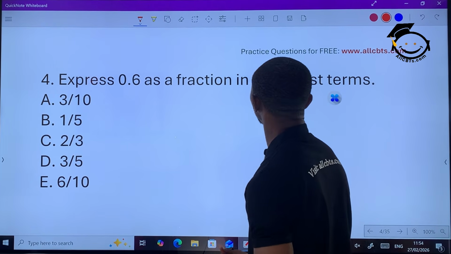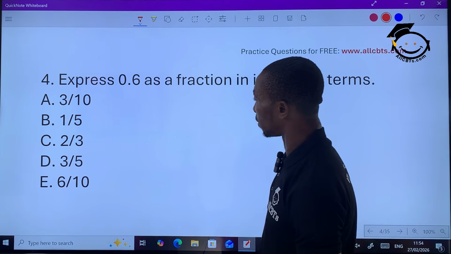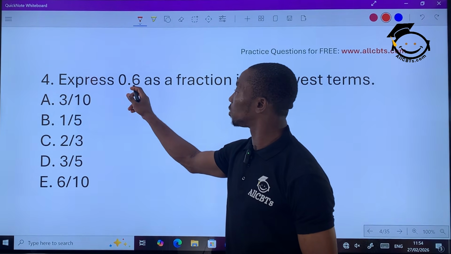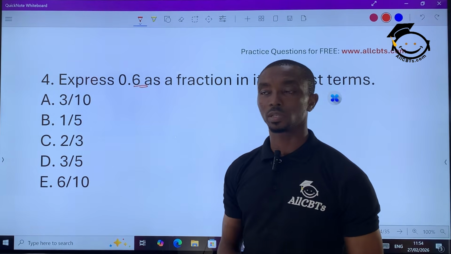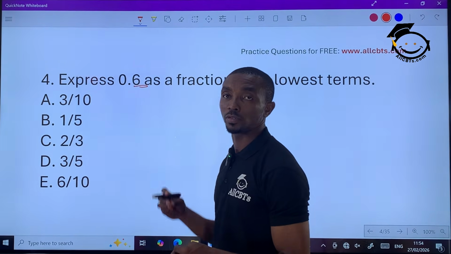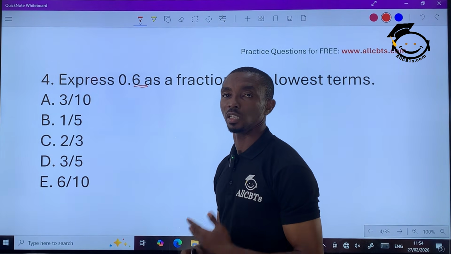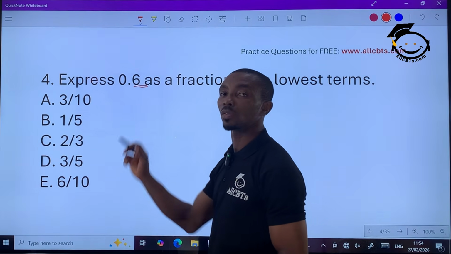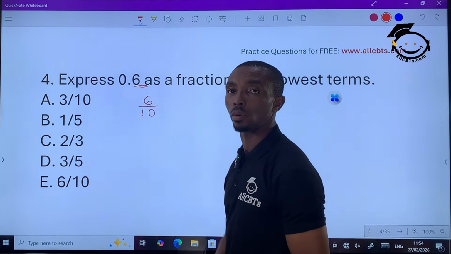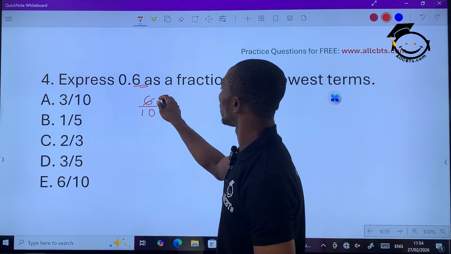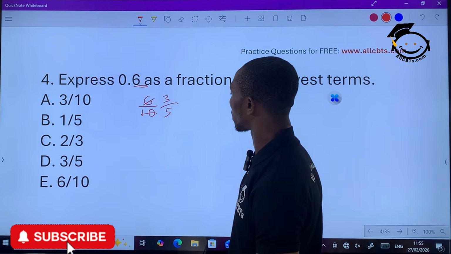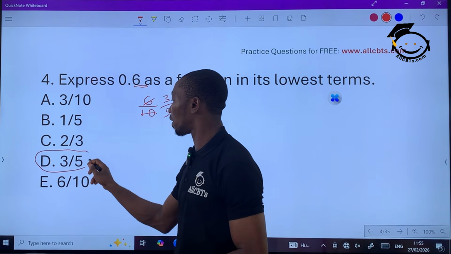Express 0.6 as a fraction in its lowest term. In order to write decimals as fractions, we'll consider how many digits are after the decimal point. The number of digits after your decimal point will determine the number of zeros in the denominator. Since we have just one digit, this becomes 6 over 10. 2 goes into 6, 3 times, and 2 goes into 10, 5 times. So our fraction in its lowest term will be 3 over 5.